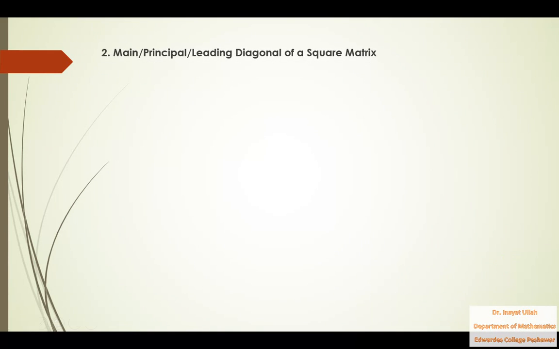In this slide, we will study what main diagonal means. The main diagonal, also called the principal diagonal or leading diagonal, belongs to a square matrix. A square matrix is a matrix in which the number of rows and the number of columns are equal. In this matrix, there are 4 rows and 4 columns, so this is a square matrix.